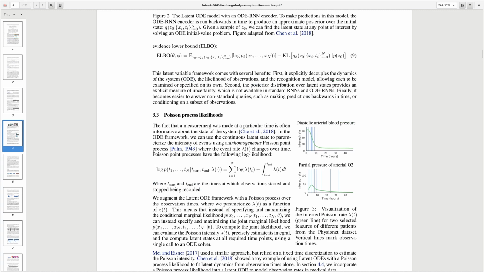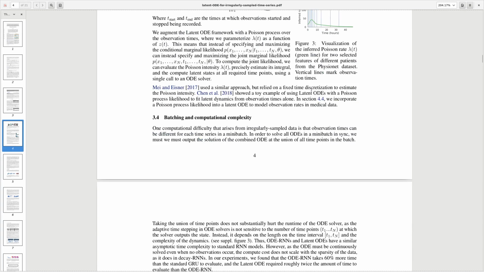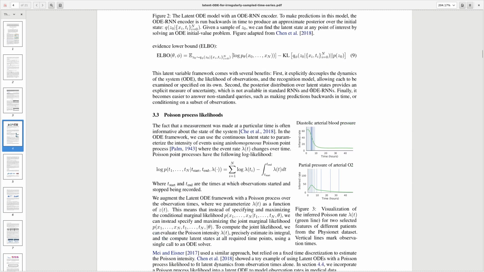The latent variable framework comes with several benefits. First, it explicitly decouples the dynamics of the system ODE, the likelihood of observations, and the recognition model, allowing each to be examined or specified on its own. Second, the posterior distribution over the latent states provides an explicit measure of uncertainty, which is not available in standard RNNs. Finally, it becomes easier to answer non-standard queries such as making predictions backwards in time or conditioning on a subset of observations. Now it decouples the dynamics of the system. Okay, so I wonder, how do you exactly construct the ODE itself? Is it something that you have? Is it like input to the problem?